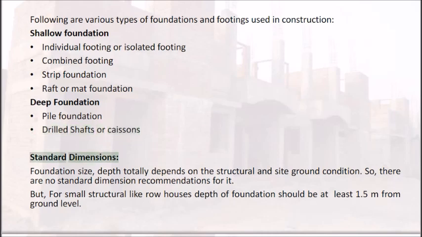Standard dimensions. Foundation size and depth totally depend on the structure and site ground condition. So, there are no standard dimension recommendations for it. But for small structures like row houses, the depth of foundation should be at least 1.5 m from ground level.